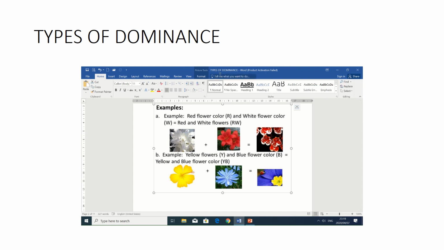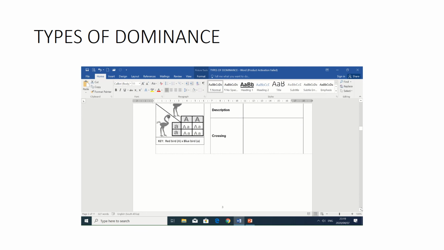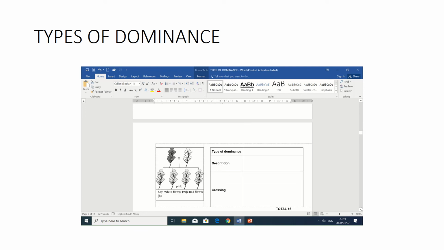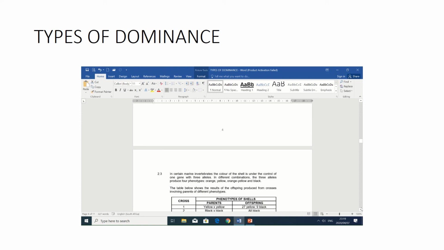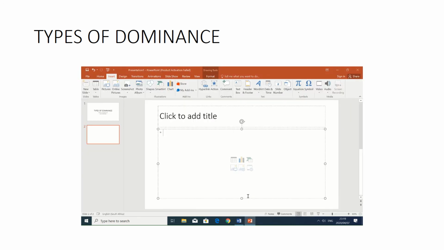Now, it's important after having done this to also be able to do activities that are appearing in the worksheet that are dealing with the types of dominance. You are given that worksheet, you can complete it, and then your teacher is going to give you feedback.